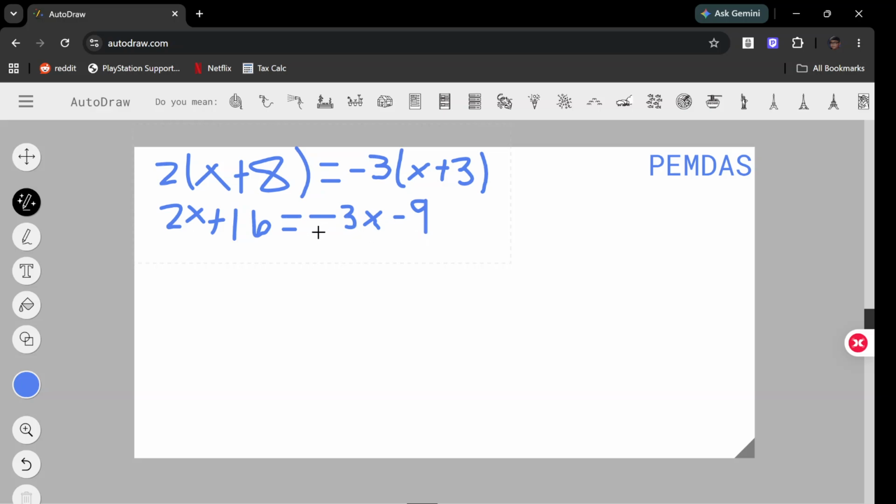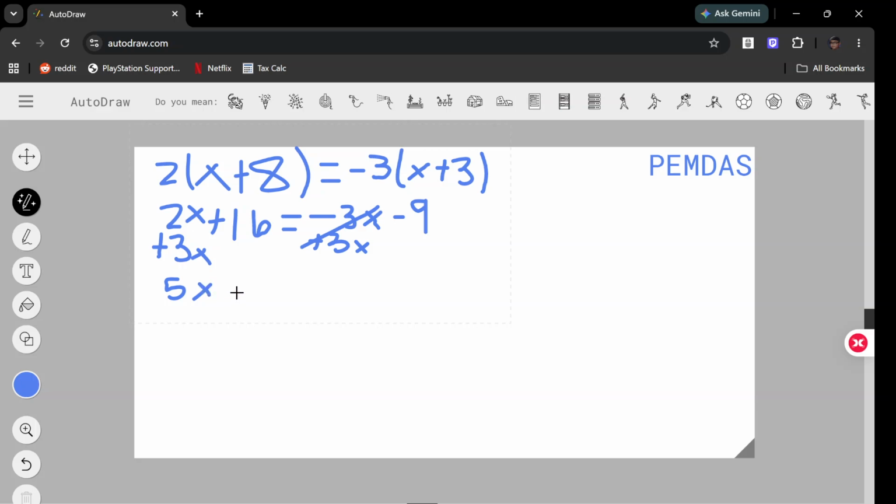Now what I'm going to do is add 3x to both sides. And the reason I'm adding 3x and not subtracting 2x is because I want positive x. It's simpler to add 3x because then I get positive x at the end. Remember, I do not want negative x, I want x. So these cancel out and then we get 5x plus 16 equals negative 9.